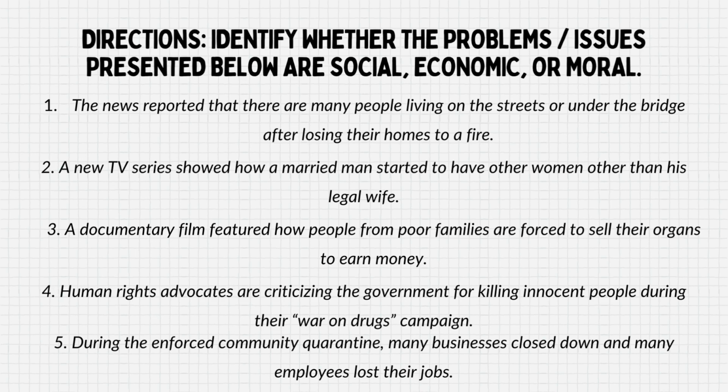Number two, a new TV series showed how a married man started to have other women other than his legal wife. Number three, a documentary film featured how people from poor families are forced to sell their organs to earn money. Number four, human rights advocates are criticizing the government for killing innocent people during their war on drugs campaign. Number five, during the enforced community quarantine, many businesses closed down and many employees lost their jobs.